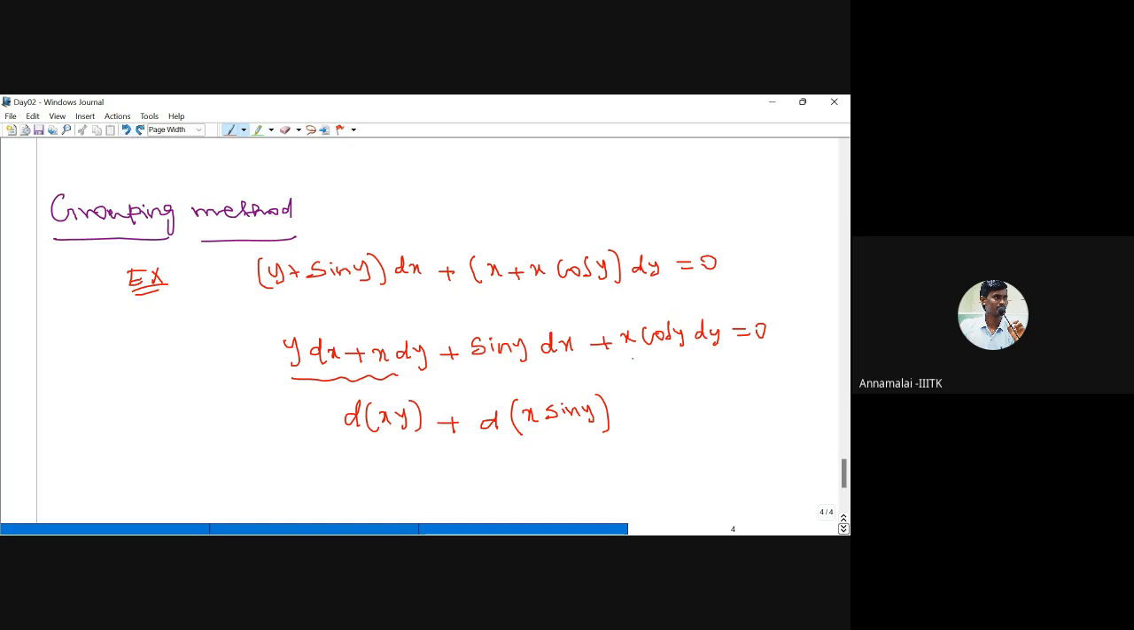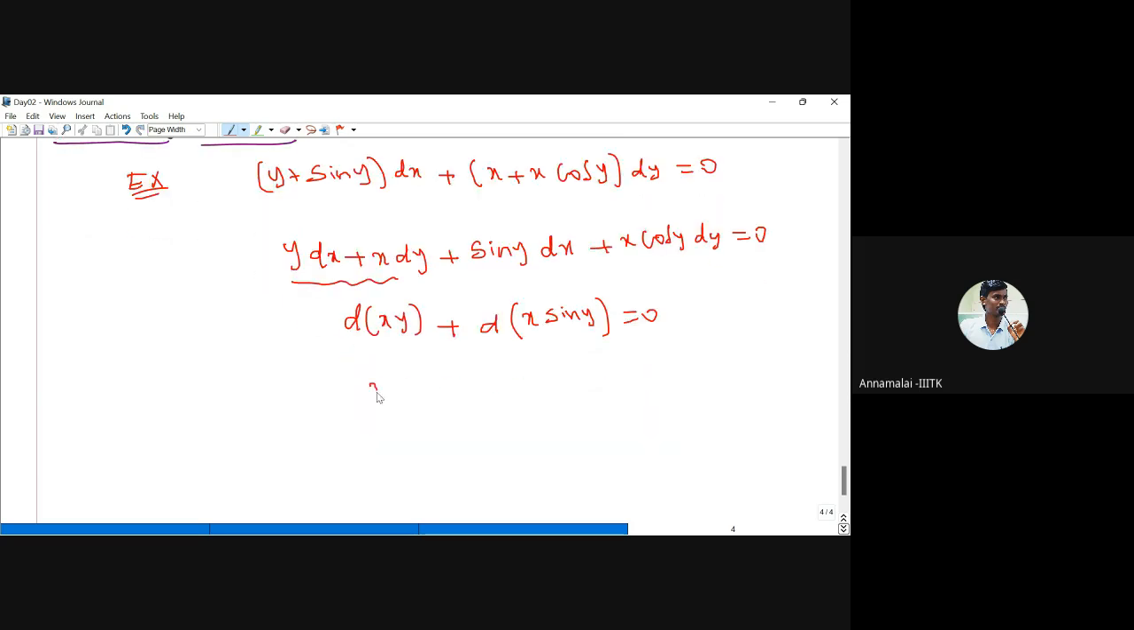Now directly integrate both sides. If you integrate, the derivative symbol cancels, and we get xy plus x sin y equal to a constant. So this is the required solution. So this is the grouping method.